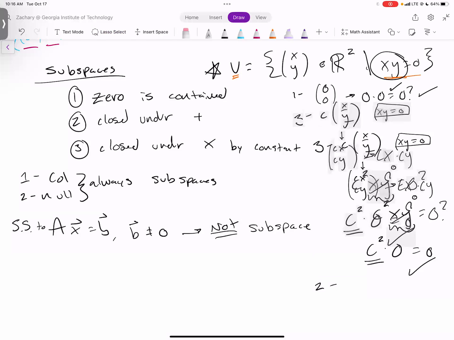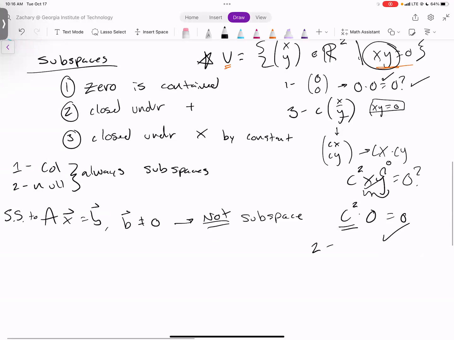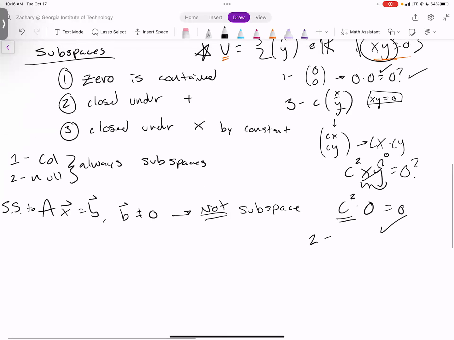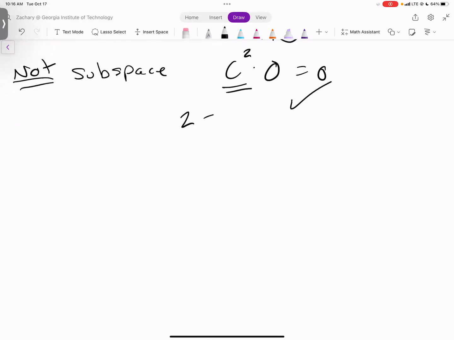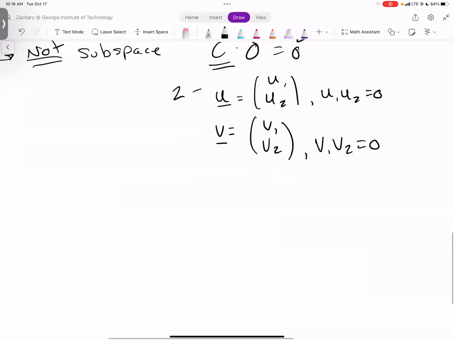Closed under addition is tricky. So there's a few different ways that we can talk about this. The way I'm going to do this is I'm going to pick a u and a v. I'm going to zoom in down here. I'm going to pick two vectors, u and v, that start in my space. So I'm going to write these as u1, u2, such that u1 times u2 is equal to 0, and v1, v2, such that v1 times v2 is equal to 0. I'm picking these two vectors to start in my space, okay, to start with the condition being true.